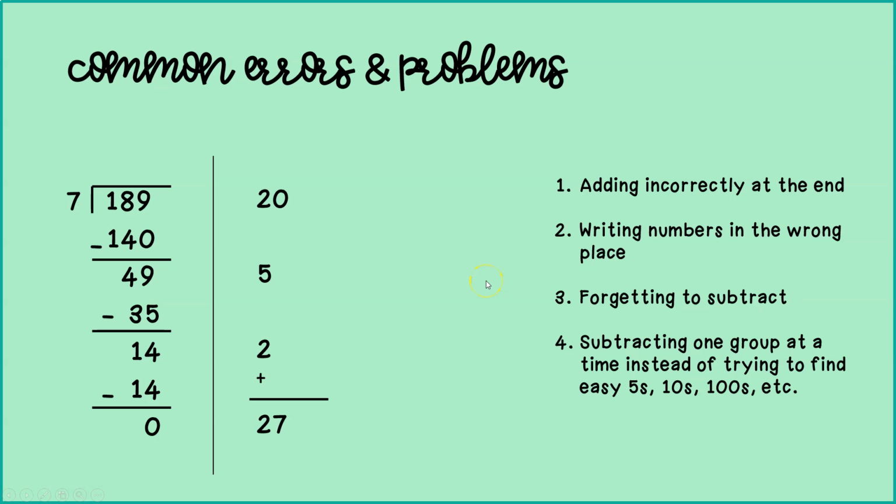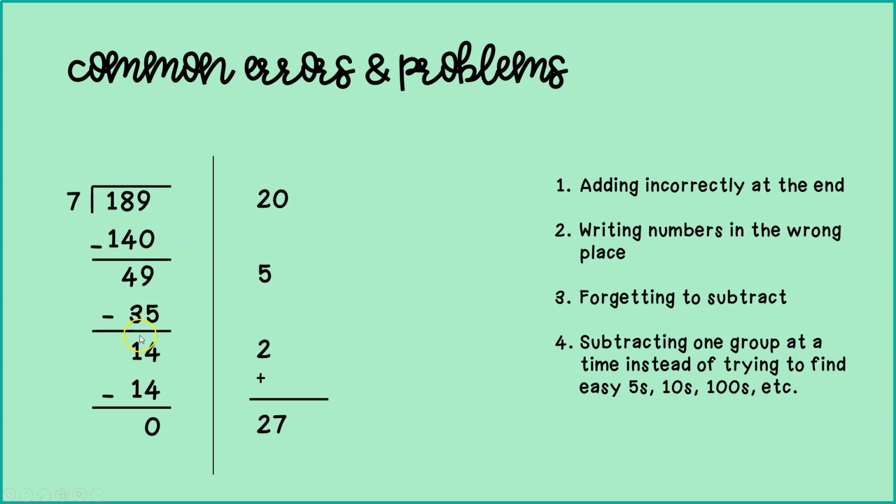Okay, so common errors and issues with this method. One of the common problems is adding incorrectly at the end. If they have a really long string, sometimes they will miss a number and add incorrectly. So that can be addressed by helping the student to become more organized, using lined paper to do this so that each number is on a line, circling the numbers as they go, or some other strategy of that nature.